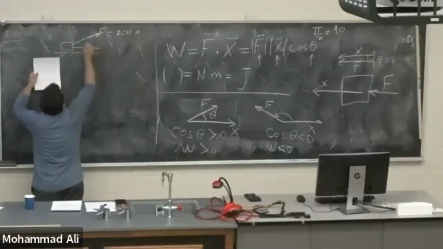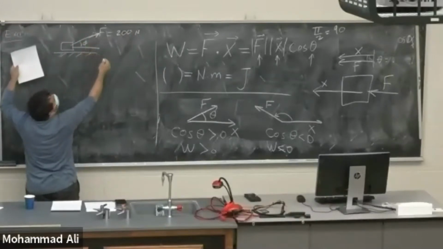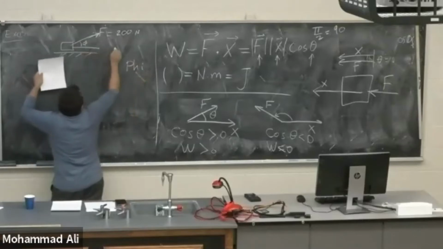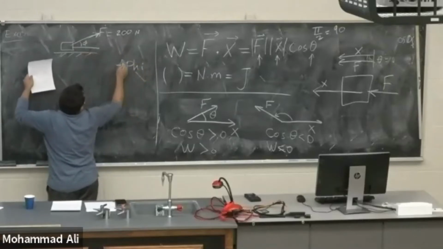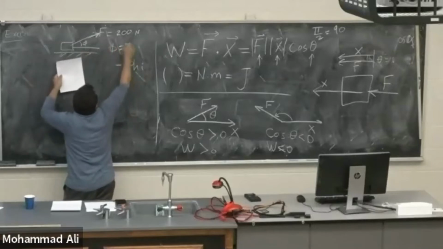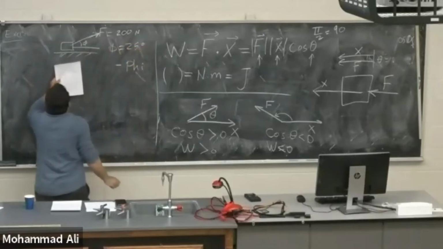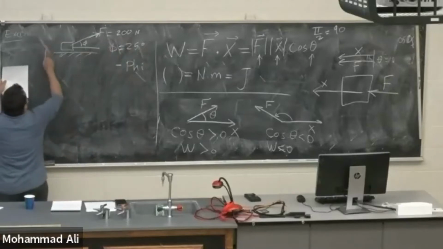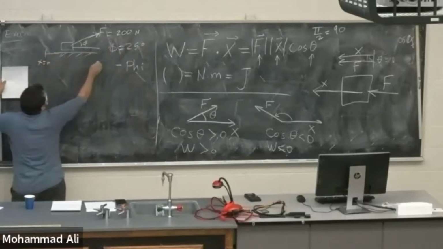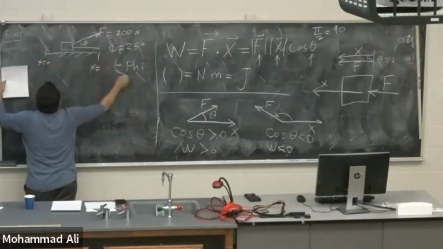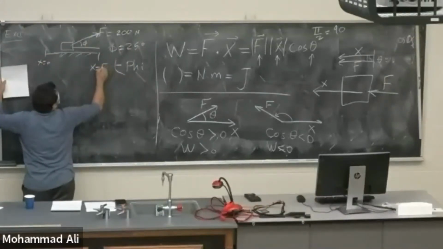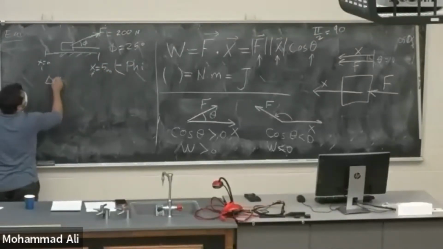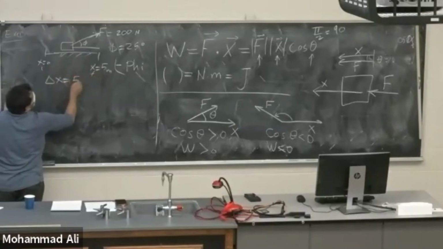I name this angle phi. I can do that. So phi or theta, phi is equal to 25 degrees. And the object is moving from x equals 0 to x equals 5 meters. This is x final, this is initial. So delta x is equal to 5 minus 0, which is 5 meters.